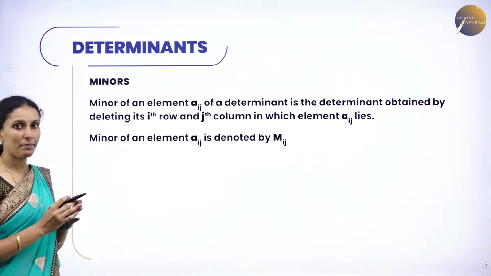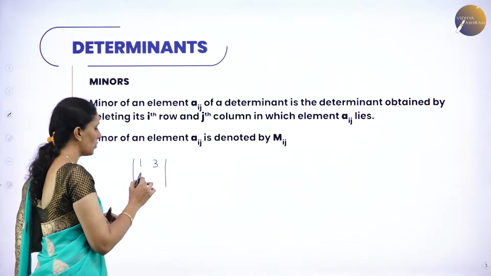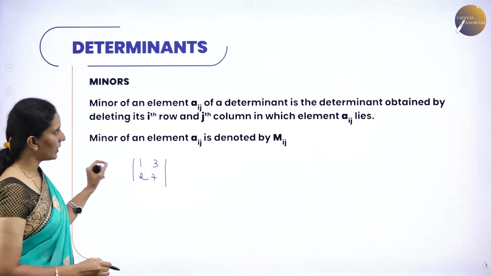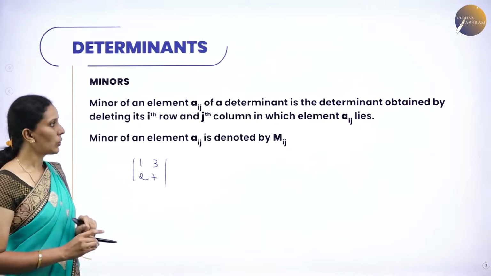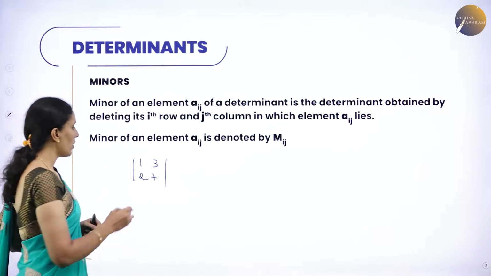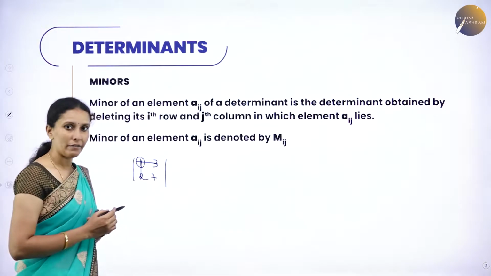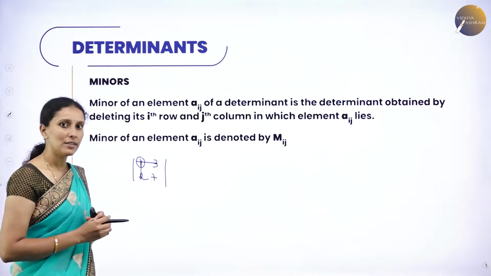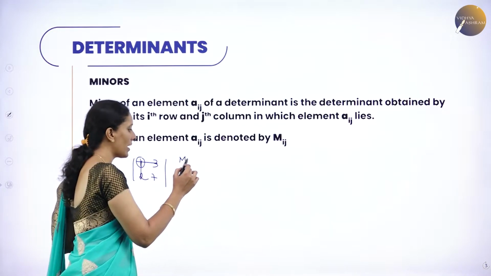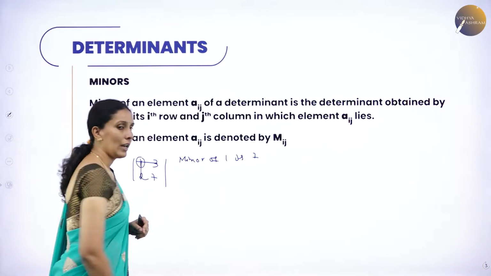For example, let me take a 2 cross 2 matrix 1, 3, 2, 7. A minor is an element which is obtained by deleting the ith row and jth column on which the element aij lies. So if I take 1, delete the row and column containing 1, what is the remaining element? That is 7. Therefore, the minor of 1 is 7.